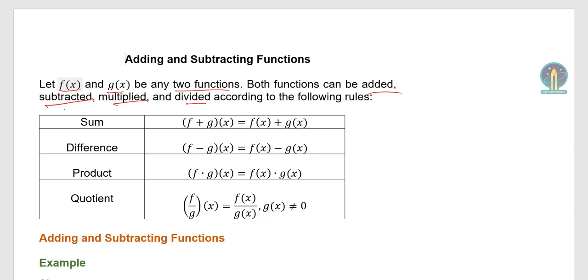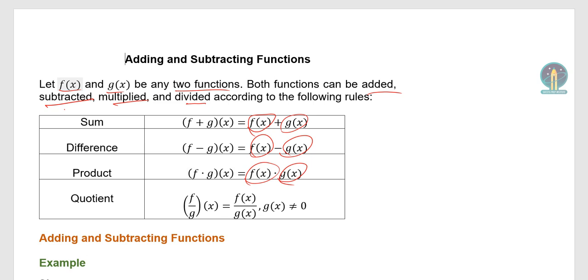Now for the sum, for f plus g of x, we just add the full terms of f of x to the full terms of g of x. Same for difference. We just subtract f of x minus g of x. For taking the product, we multiply, again, the entire function f of x by the entire function g of x.